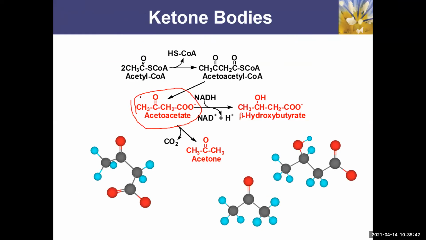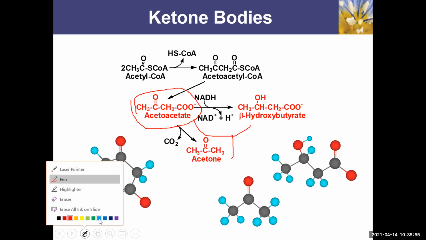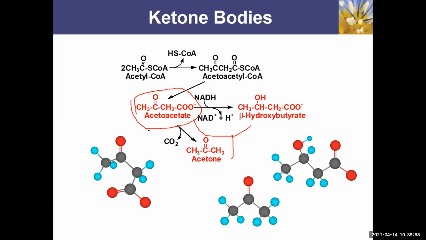This acetoacetic acid will also be converted into beta hydroxybutyric acid or to acetone, right? So please remember, everyone, sometimes the question is like this: name the ketone bodies. Whether it is acetoacetic acid, beta hydroxybutyrate, or acetone, all these three compounds together are called the ketone bodies. Are we okay? Did you all understand?